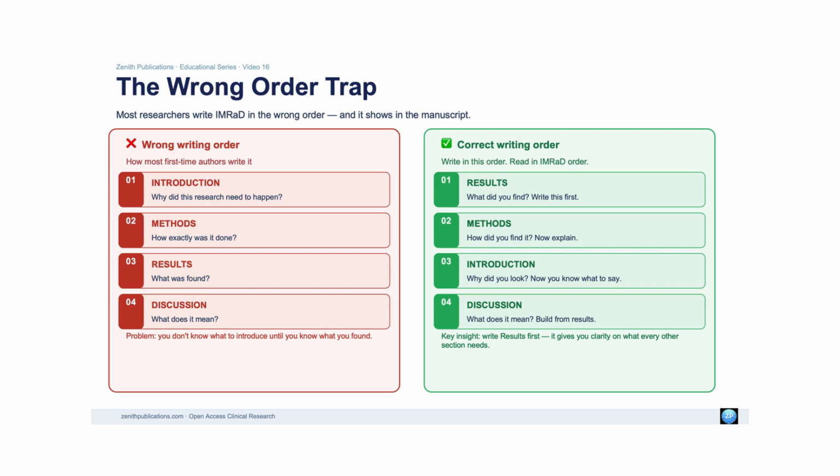The correct writing order is results, then methods, then introduction, then discussion. Write what you found first. Then explain how you found it. Then explain why you looked in the first place, now that you know what you found. Then explain what it all means. The reading order and the writing order are not the same. Remembering this one distinction will change how you approach every manuscript you write from this point forward.